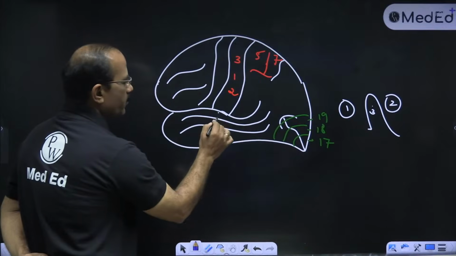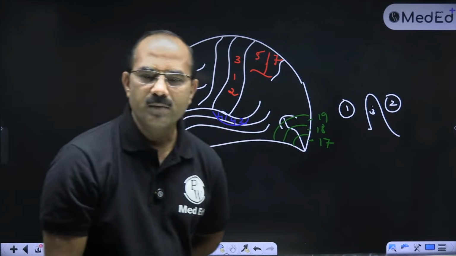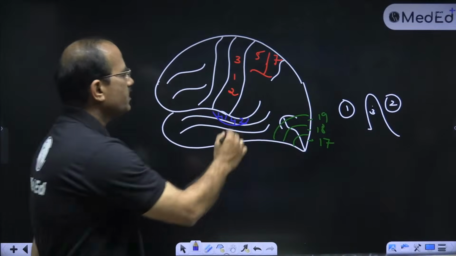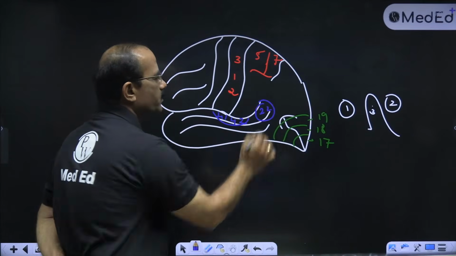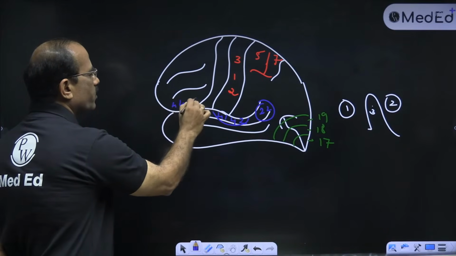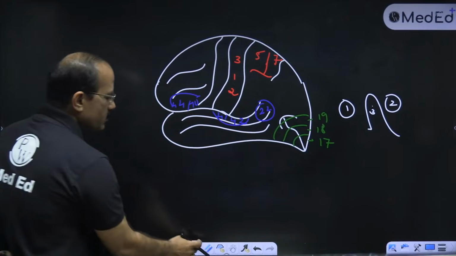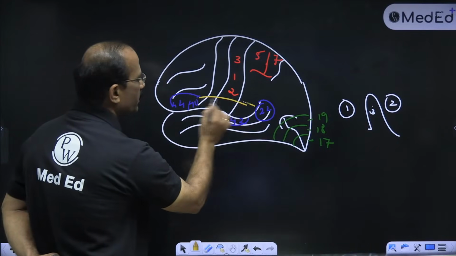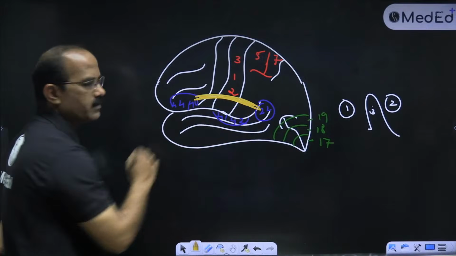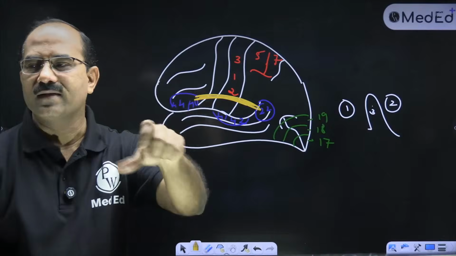This is area number 41, 42. What is this? This is the primary auditory area. This is area number 22. This is known as Wernicke's area. 44, 45 को हम बोलते हैं Broca's area. That's Broca's area. What is this connection between Wernicke's and Broca's area? Answer this. The connection between Wernicke's and Broca's area is known as. चलो बोलो.